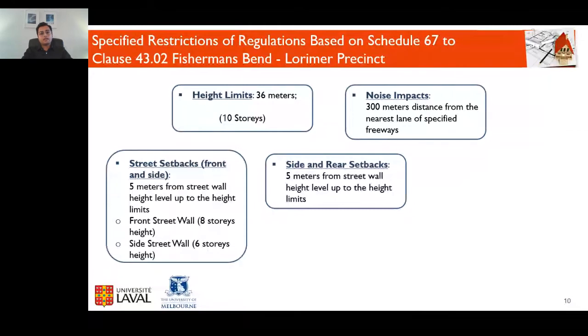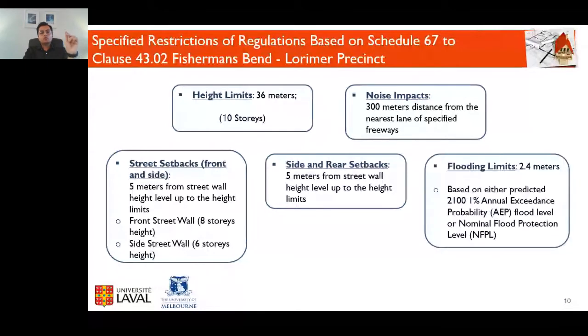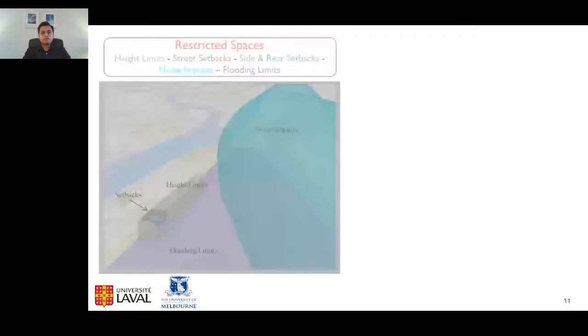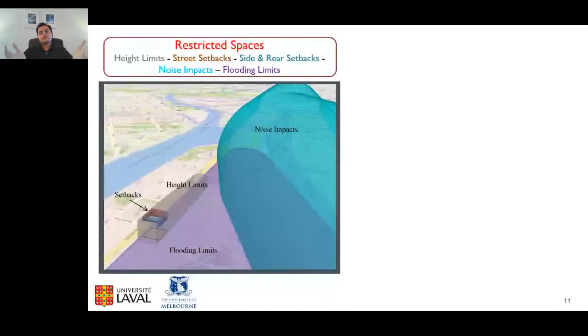5 meter setbacks apply to front and side streets. Also, 5 meter side and rear setbacks must be applied to both side and rear boundaries. And finally, based on the location of this land parcel, 2.4 meters flooding limits should be considered for this land parcel. By considering all these explanations, this figure illustrates the restricted planning spaces applicable to the selected land parcel.